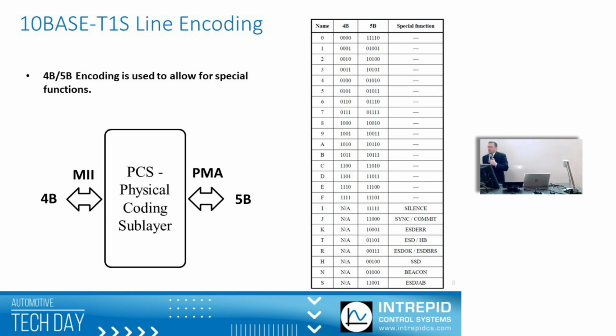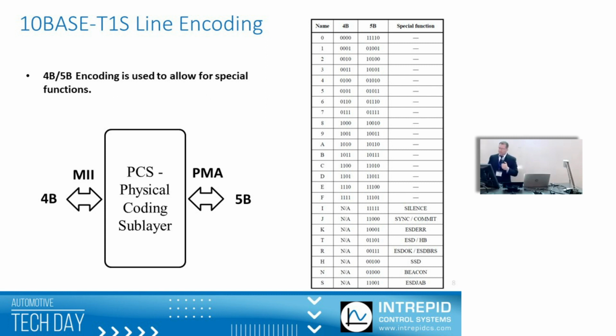So the PHYs have to exchange information that is not related to the data that you want to transmit, in order to run the network. And so what happens is there's a 4B to 5B conversion: 4 bits of data that you want to transmit gets converted to 5 bits of data on the network.